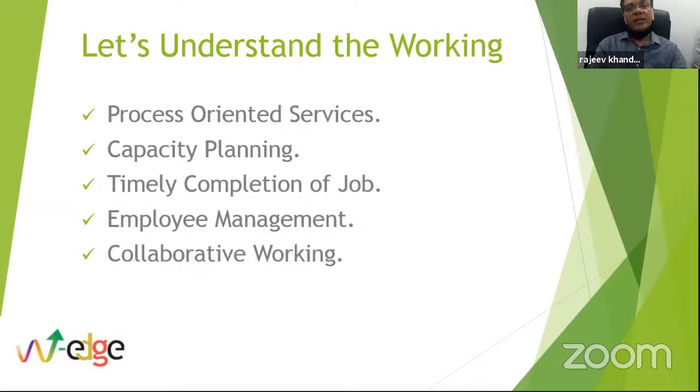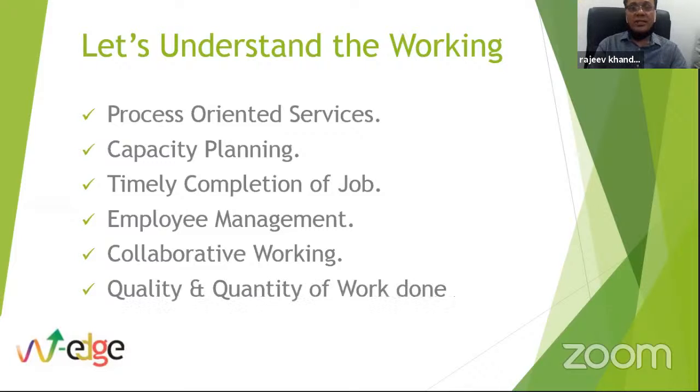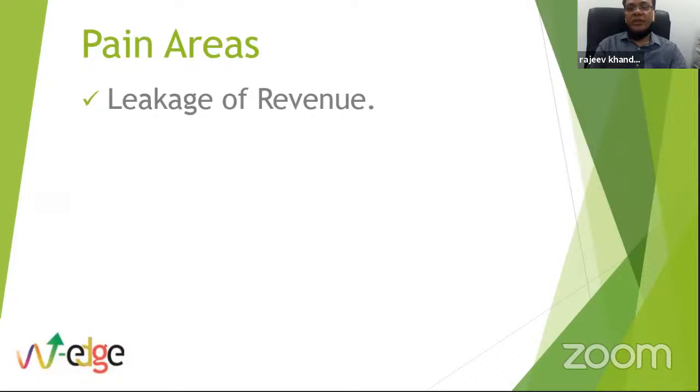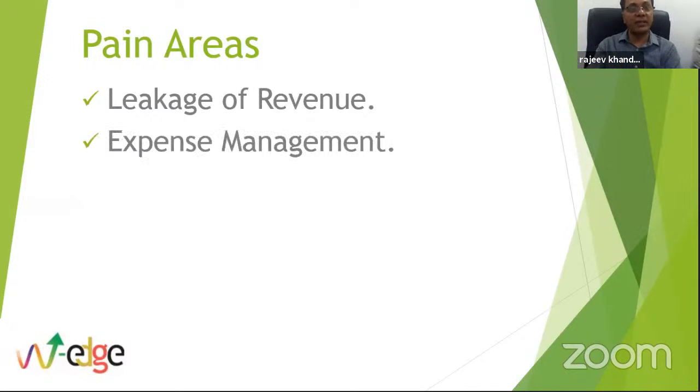And collaborative working is needed. And obviously, the quality and quantity of work that is to be handled needs to be taken care of. And what are the main areas? Let us see. Leakage of revenue. A lot of work has been done, but somehow we've not raised bills for that because we forgot. That happens in many cases.